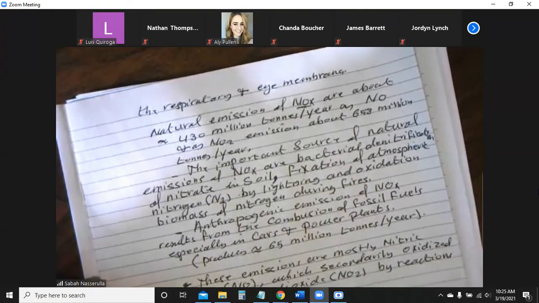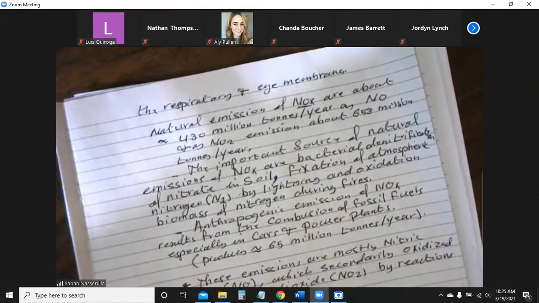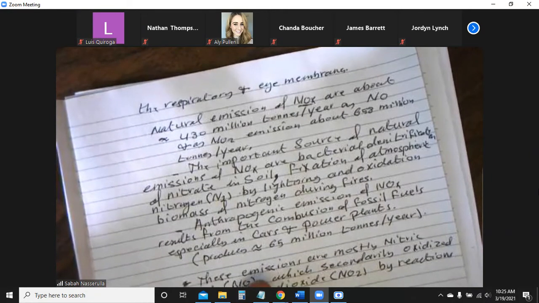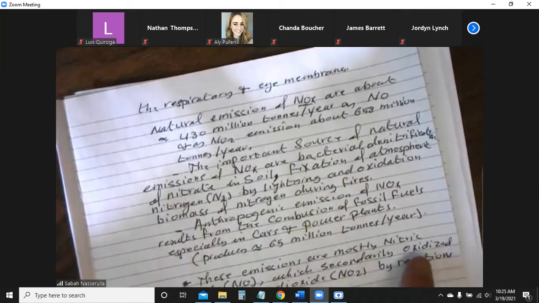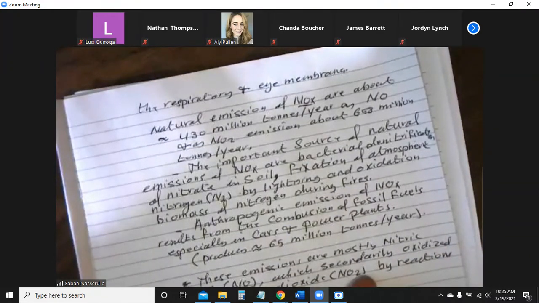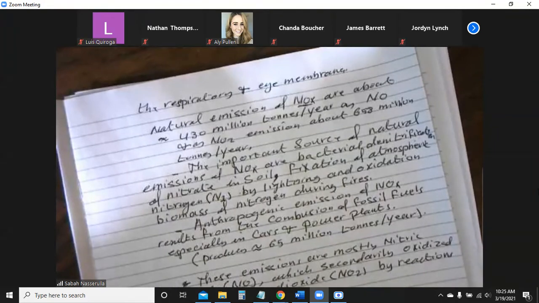You follow this point here? So basically what I mentioned to you is that this emission comes as nitric oxide, but secondarily it becomes oxidized in the atmosphere as nitrogen dioxide. And in the end, these will ultimately be oxidized in the atmosphere into nitrate.